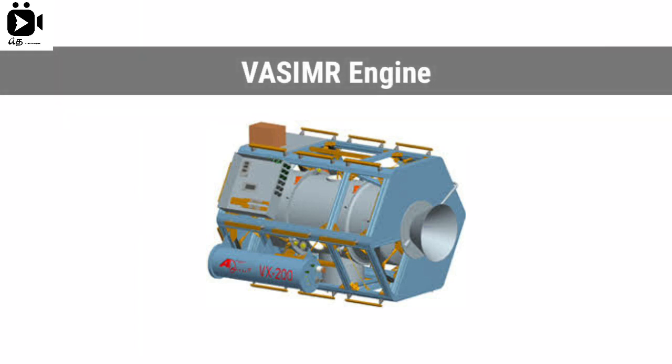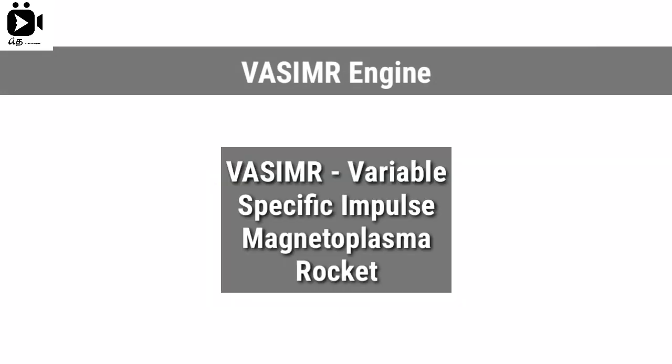Okay, let's come to our topic, the VASIMR engine. Here the name itself varies from other rocket engines. The abbreviation of VASIMR is Variable Specific Impulse Magnetoplasma Rocket.